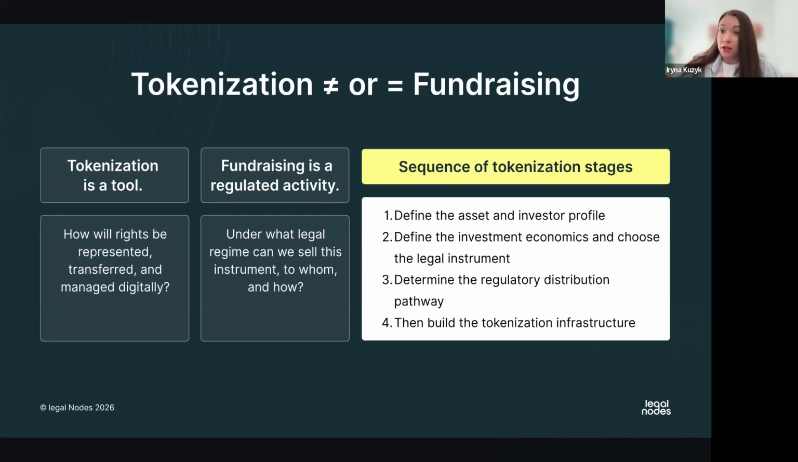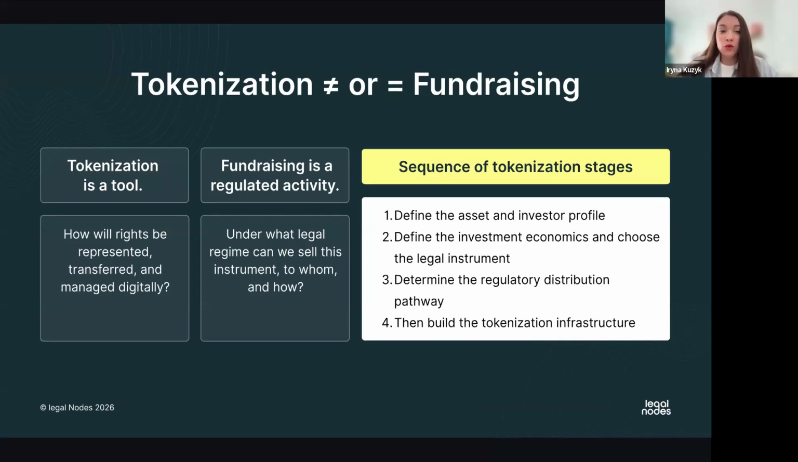Tokenization is a product architecture. Fundraising is the regulatory strategy. Tokenization defines rights, structure, governance logic, distribution mechanics on chain. On-chain implementation actually is the tokenization, but the fundraising defines who can invest, where they can invest from, under which exemptions, which disclosures are required in terms of the investment risks. So both of those processes must align. They are not interchangeable. They are not the same thing.